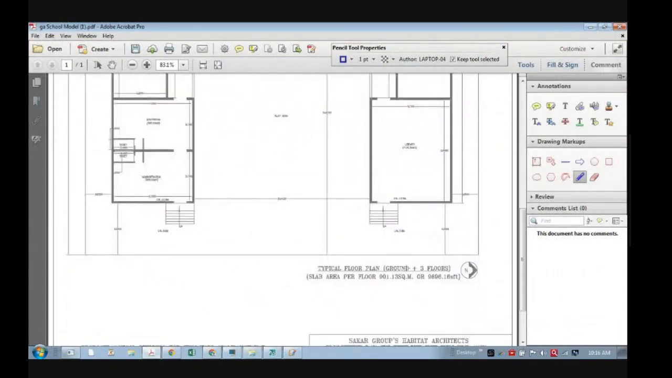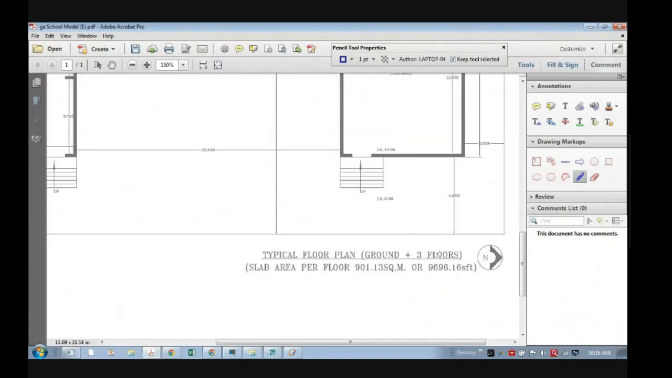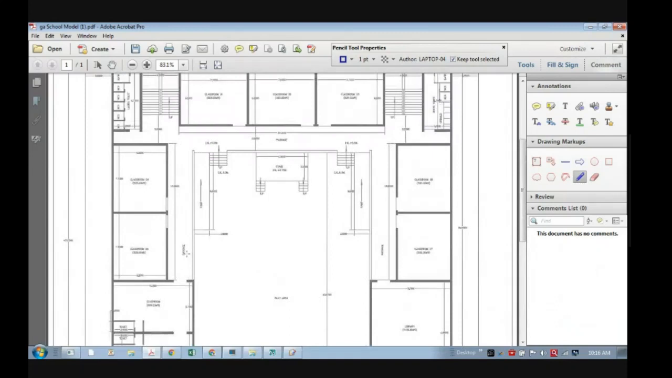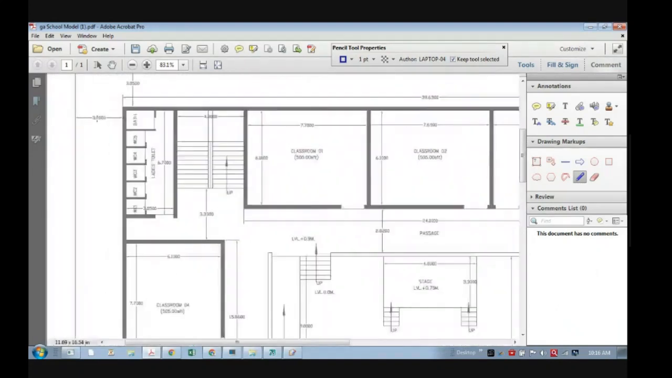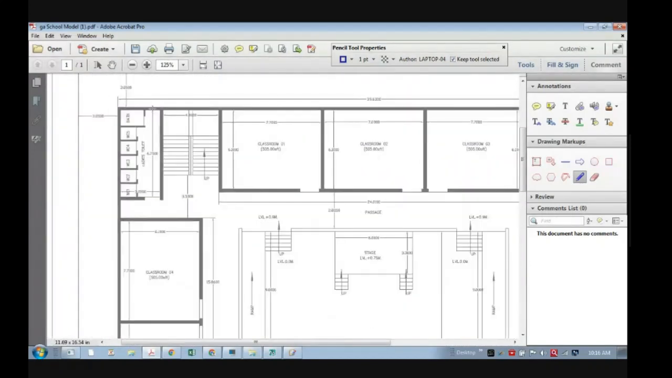Actually, this is a typical floor plan, ground plus 3 floors. The architect is expecting this. This is a school building given by some architect. Now we will study that first. See what you will study within this plan. Anybody from you? What all will you have to look at in this? How will you study this? What does it mean to study, what has to be done in this?